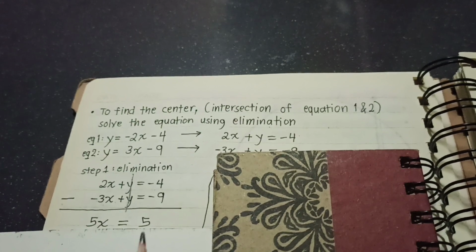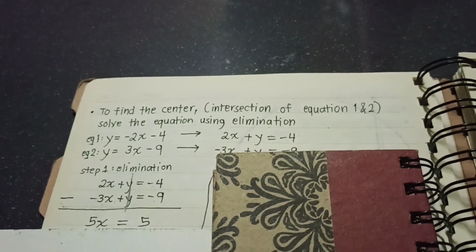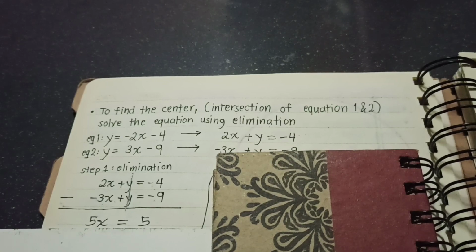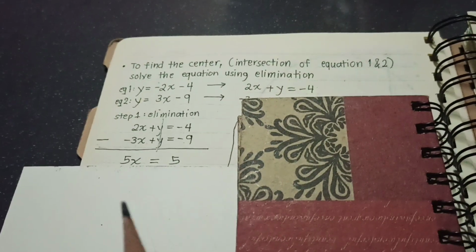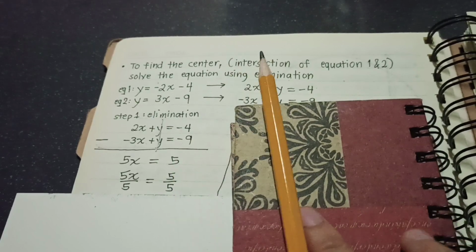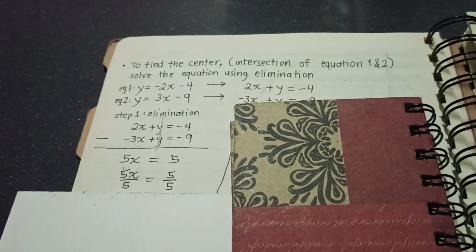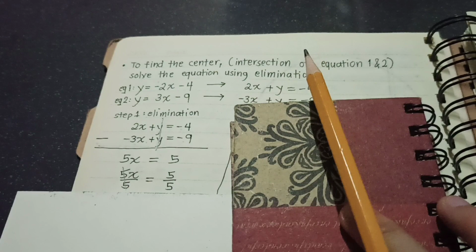Cancelled. Now, negative 4 minus negative 9, I can use KCC. Negative 4 minus negative 9 will become negative 4 plus 9, so that is positive 5. Then solving for x, I need to leave x alone, so I need to divide both sides by 5. 5 over 5, do not cancel it, that is equal to 1.